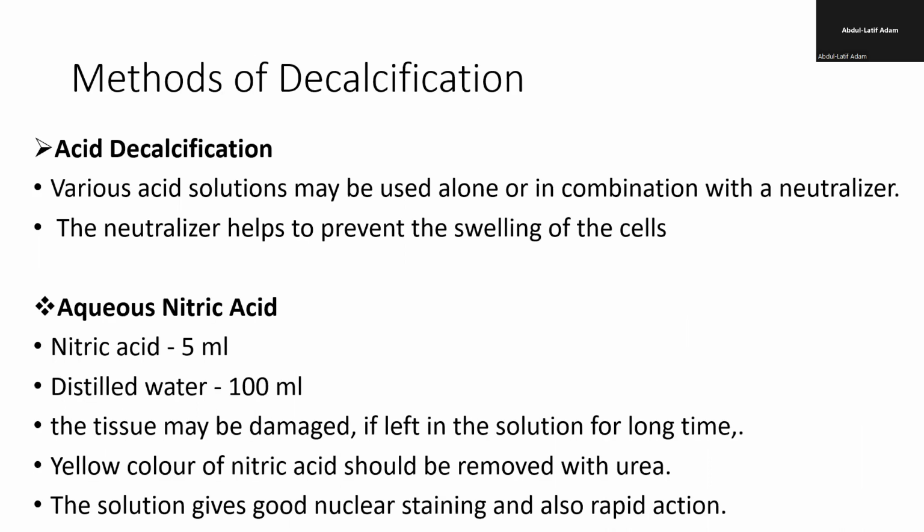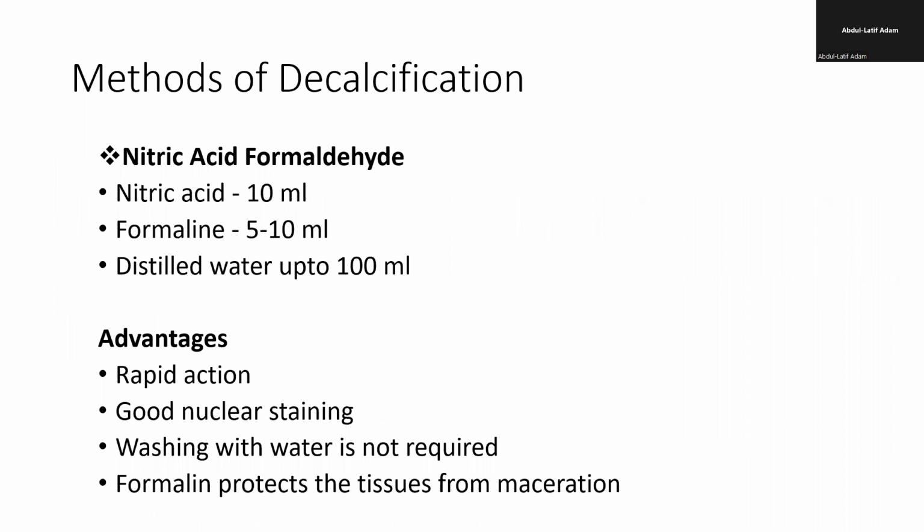So now let's look at the methods of decalcification. I mentioned that we have chemical decalcification. Most often the chemicals are acids. So you have aqueous nitric acid. Aqueous means that there is water in it. So you have 5% aqueous nitric acid. Then you can also have nitric acid formaldehyde, where you have formalin as part of the nitric acid.